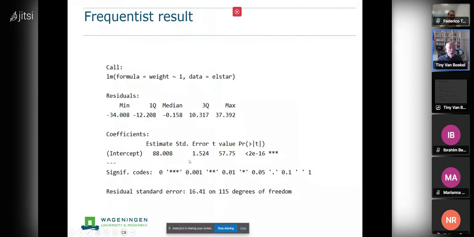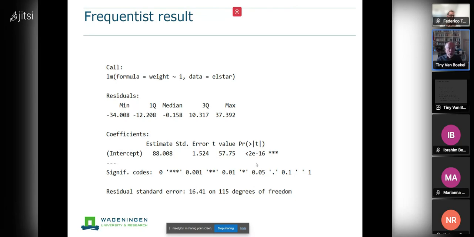We do see an error for the estimate of the mean of the apple weights. We also see here our p-value, and this p-value is very, very low. And this p-value refers again to the zero hypothesis, the H0, the null hypothesis.